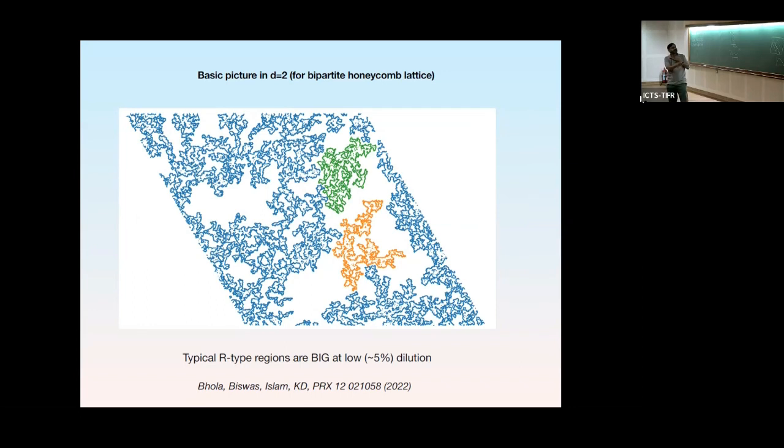It is. That's why this blue connects with this blue, that blue with that blue. Yes.